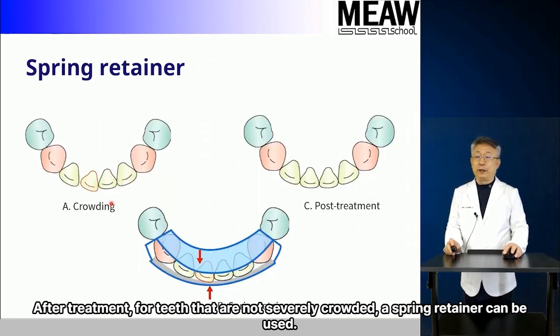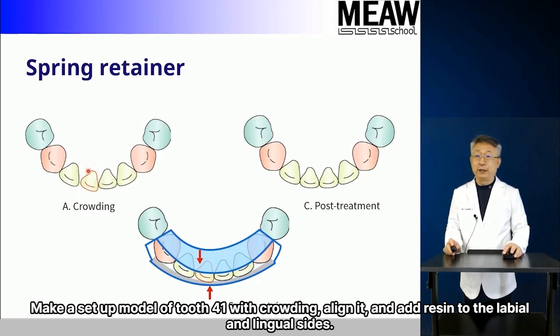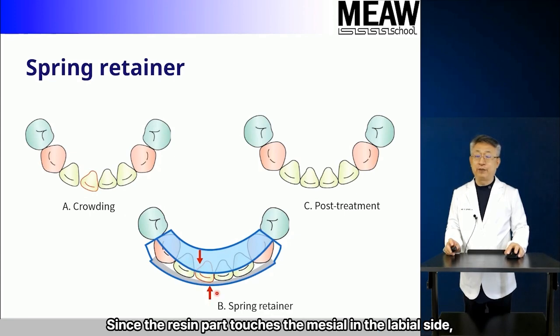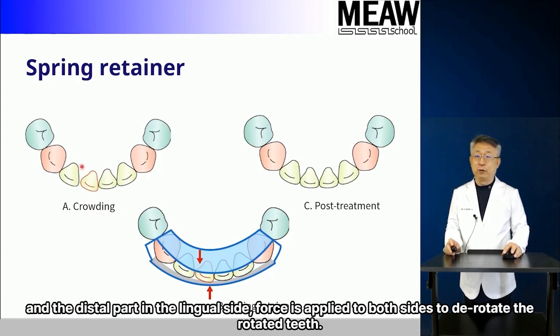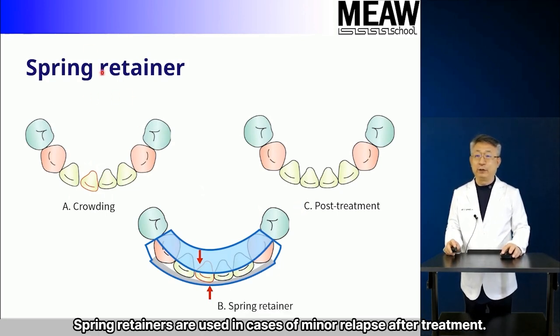After treatment, for teeth that are not severely crowded, a spring retainer can be used. Make a setup model of tooth 41 with crowding, align it, and add resin to the labial and lingual sides. Since the resin part touches the mesial in the labial side and the distal part in the lingual side, force is applied to both sides to derotate the rotated teeth. Spring retainers are used in cases of minor relapse after treatment.